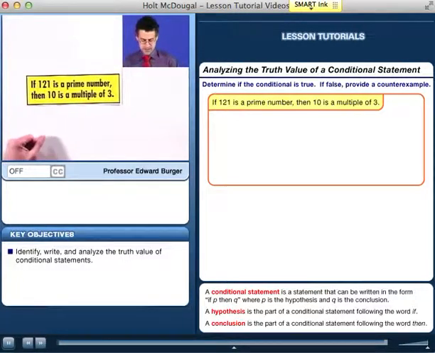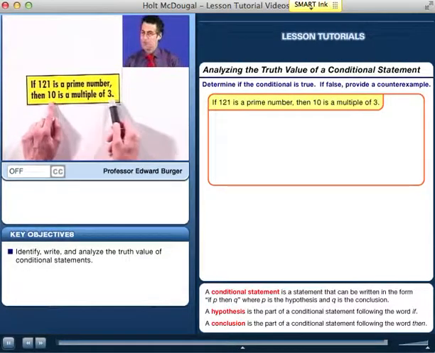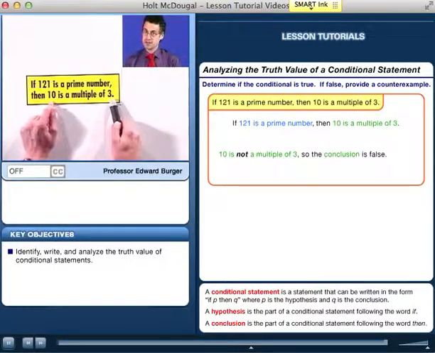Well, there's a lot going on here. First of all, the first thing we notice is that you're saying, wait a minute, 10 is not a multiple of 3. So maybe this statement should be considered false. But it turns out that this statement is true.